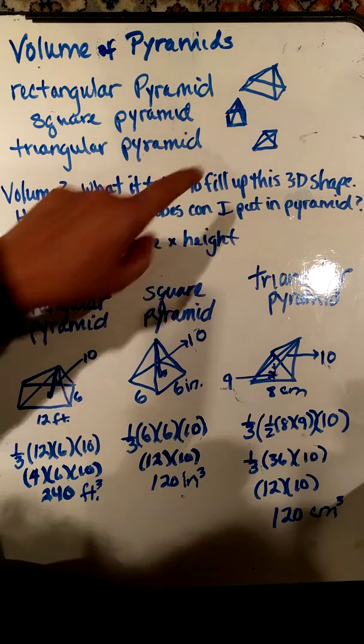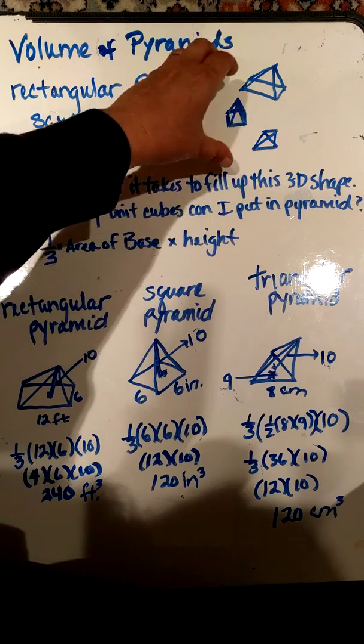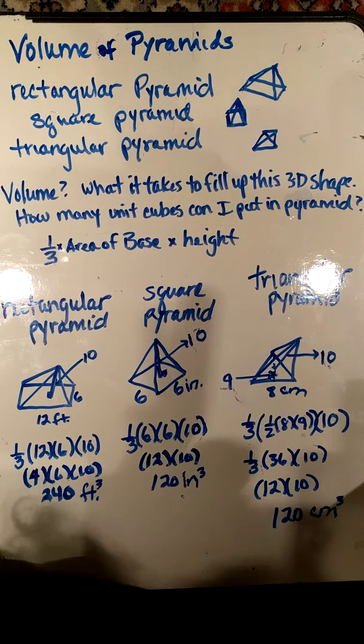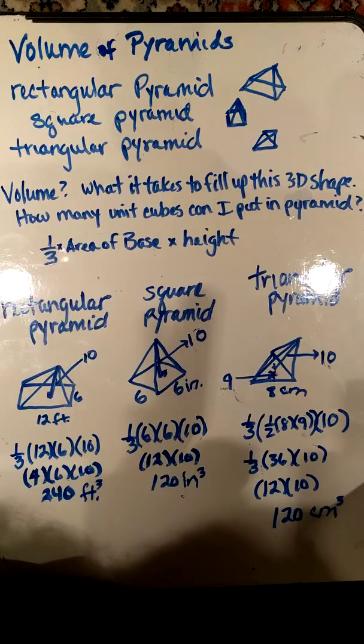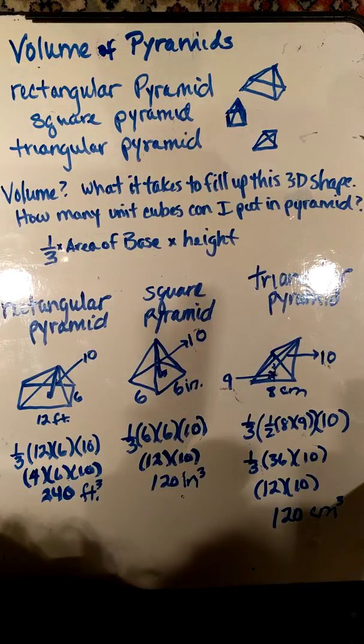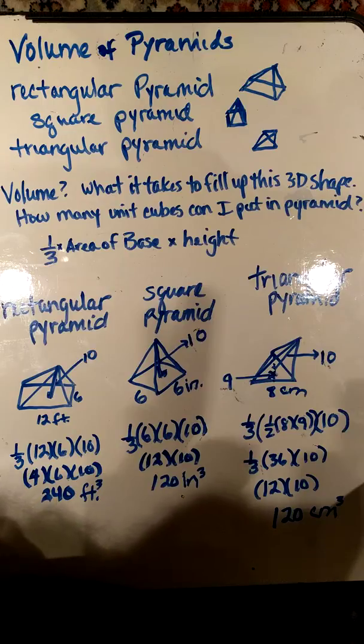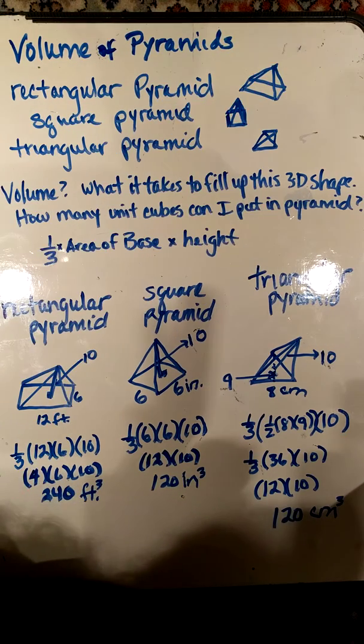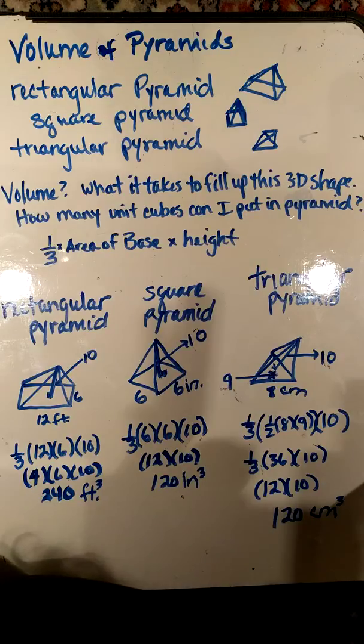There's a square pyramid where the base is a square, and then the sides all come up to the top, kind of like the pyramids in Egypt. Some of them were square pyramids. And also a triangular pyramid. Once again, the base is a triangle, and the sides come up to the point, and that would be a triangular pyramid. So again, depending on the base, they're classified a little differently.